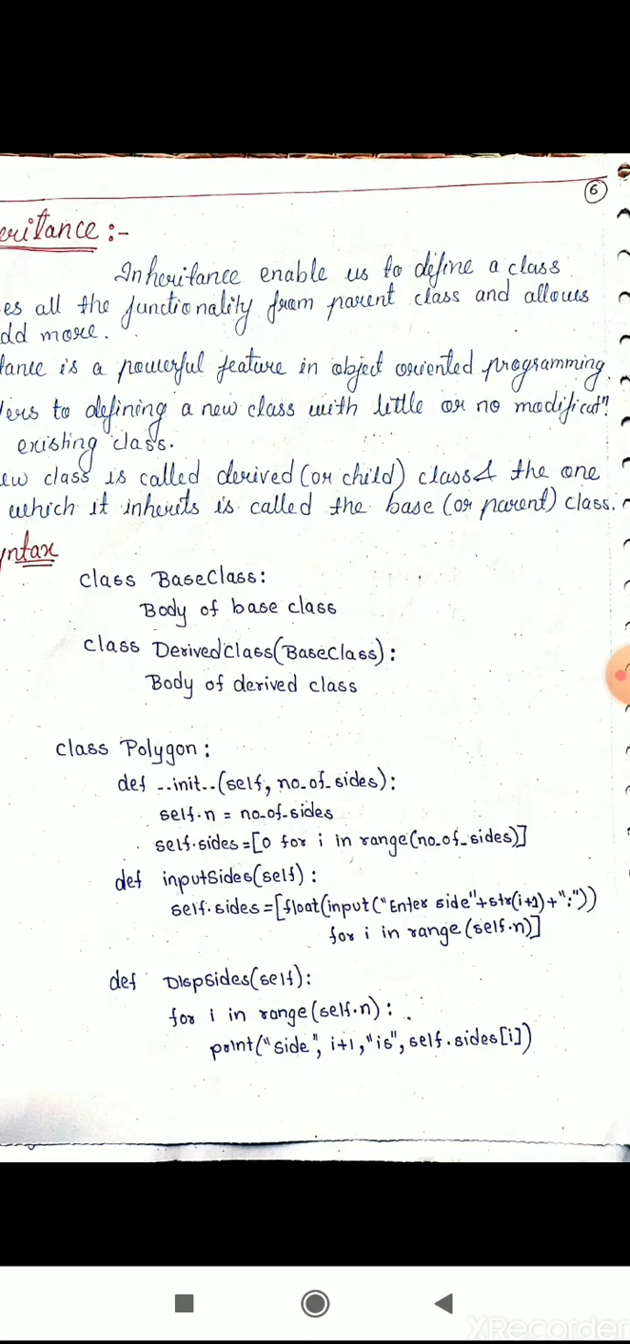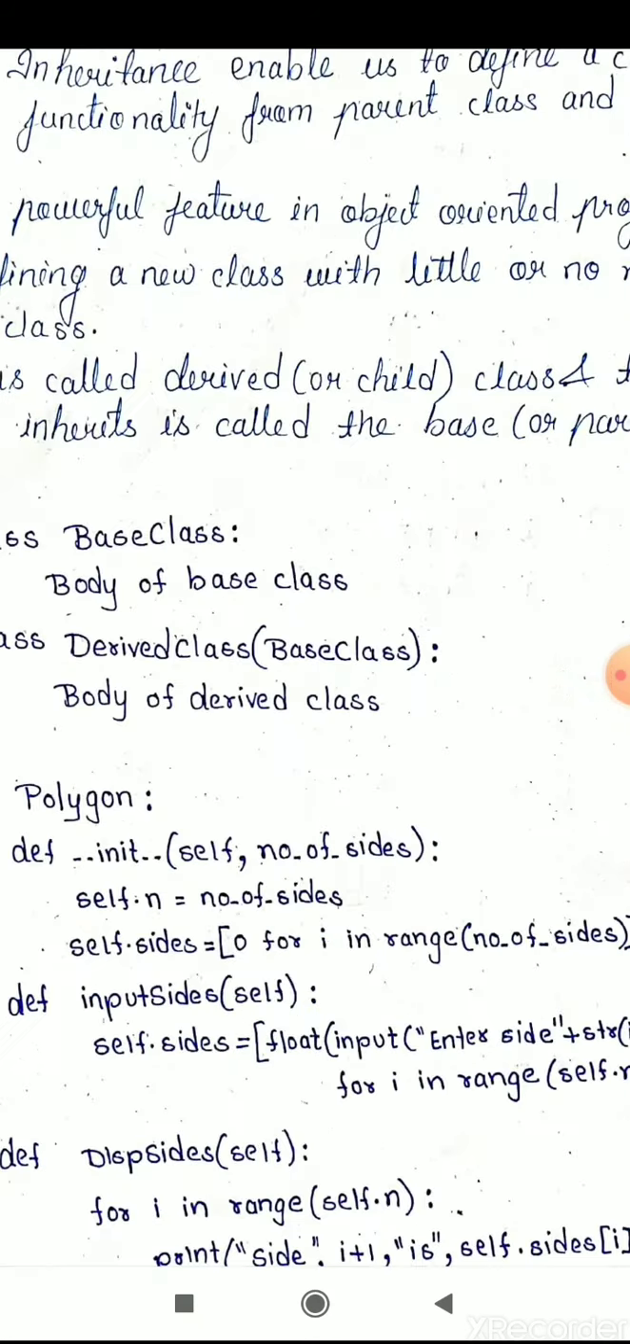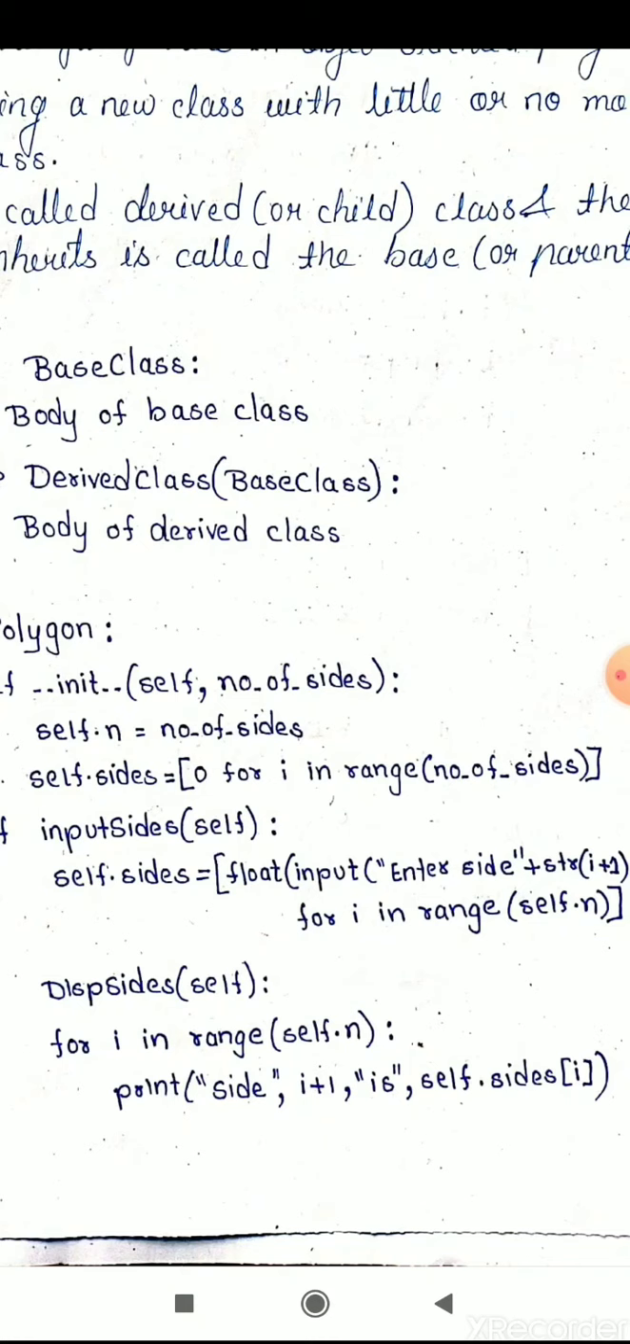The user who is going to enter the length of the side, it will be stored in the list whose name is sides. Then I am defining another function for displaying the length of the sides. Again I am using the for loop, and in that I am trying to display the length of those sides. So this function is used for displaying the length of the sides.